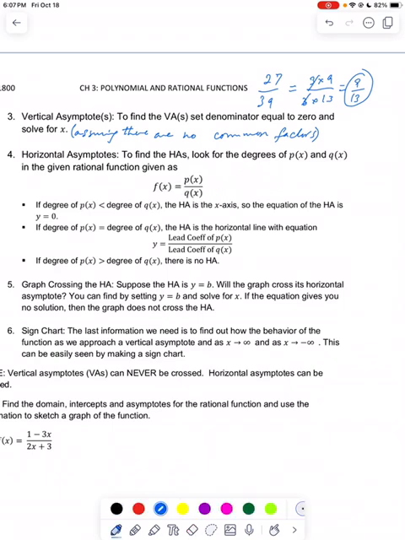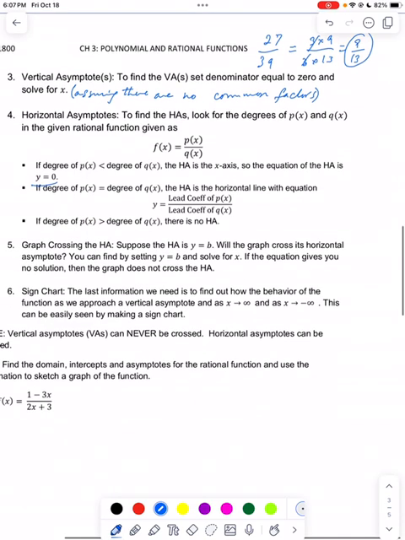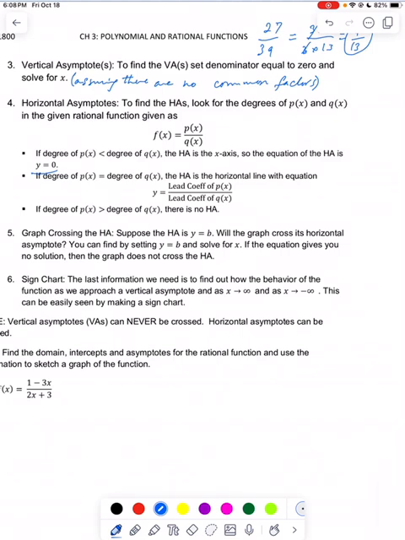So just keep this in mind: if the degree of P(x) is less than the degree of Q(x), so if the top degree is less than the bottom degree, the HA is the x-axis. You'll say the HA is y equals 0, because y equals 0 is the equation of the x-axis. Now, if the degree of the top is the same as the degree of the bottom, then the horizontal asymptote will be y equals the lead coefficient of the top divided by the lead coefficient of the bottom. I hope everyone knows what lead coefficient is.